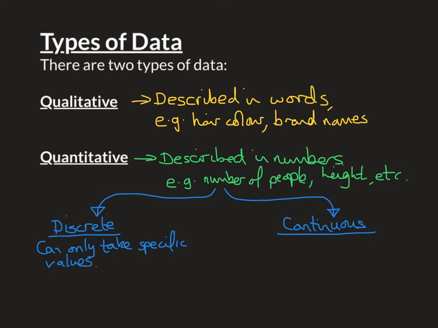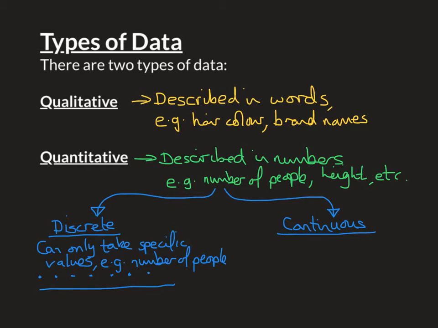So, for example, number of people, because you would say, okay, how many people have gone past? Well, there's 7, there's 8, there's 20, there's 104. You wouldn't say like 7.3. If you imagine a number line, we can only take specific values. So here, here, here, we can only take these values, nothing in between. Example, shoe sizes, 7, 8, 9. Yes, you can get half sizes, but you can't get like a 7.3 size.